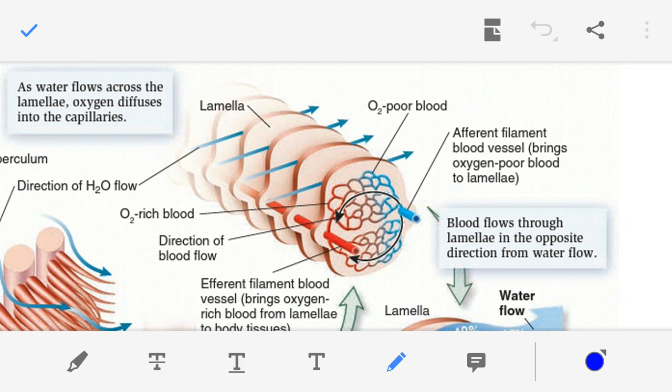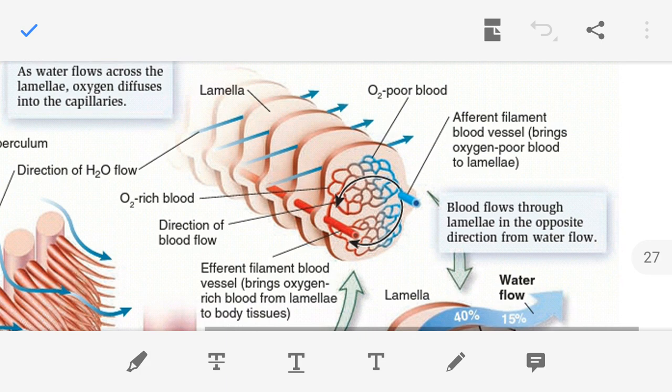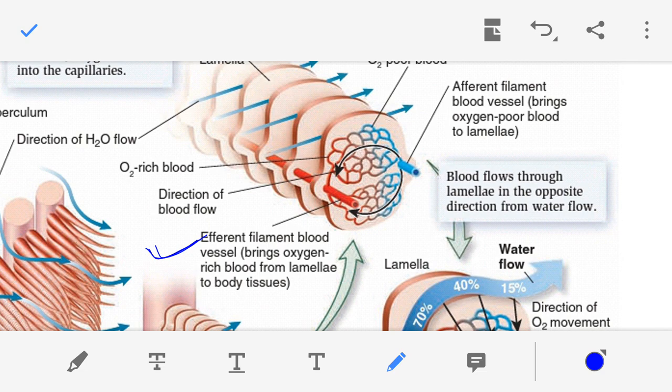Okay, now these capillaries, which are now oxygen rich, join together and form the afferent filament blood vessel. And this afferent filament blood vessel has the oxygen rich blood. Okay.